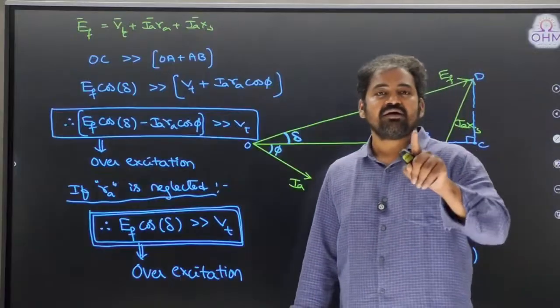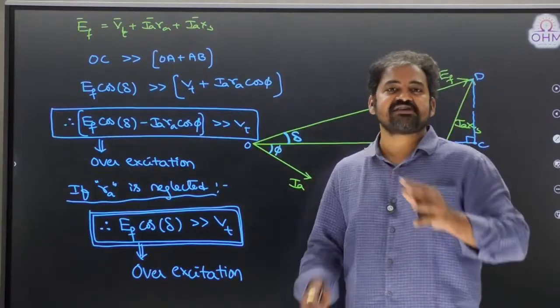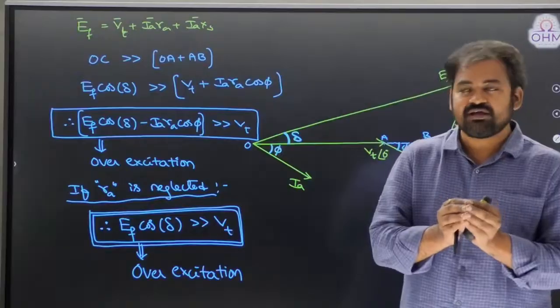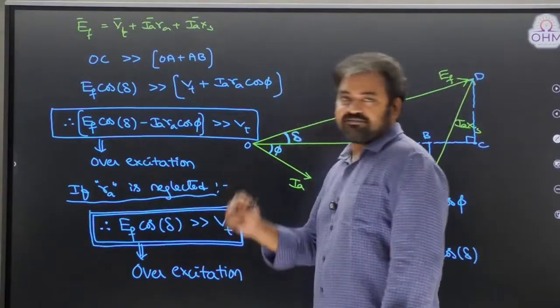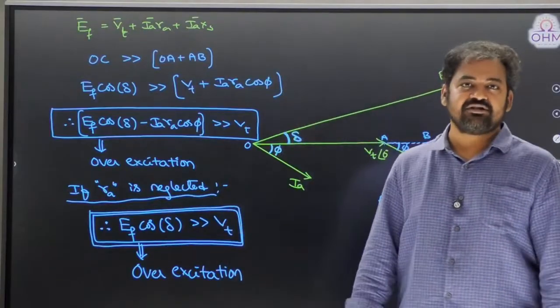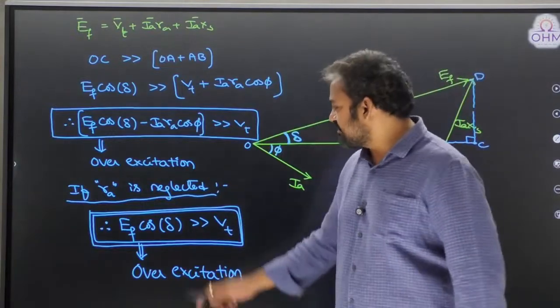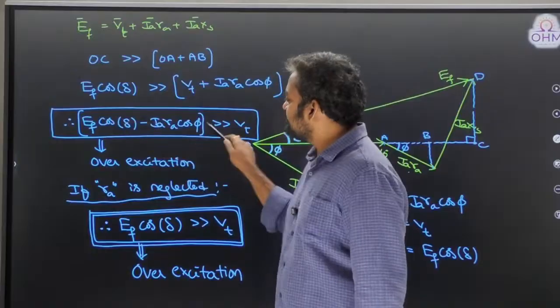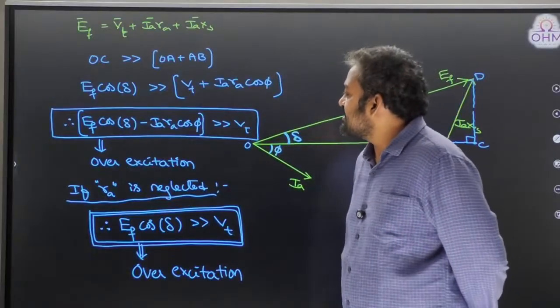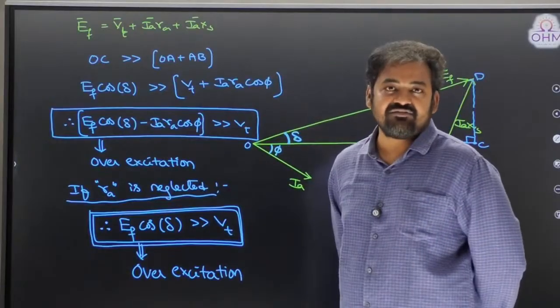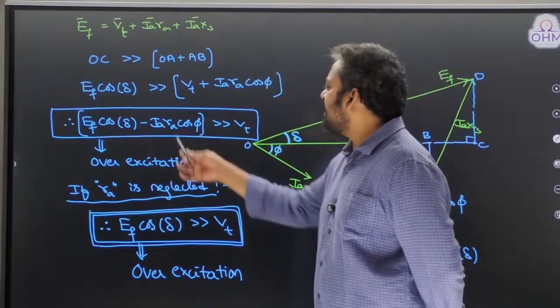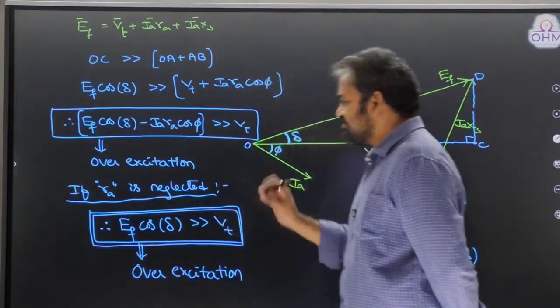Never compare EF and VT for excitation. You have to compare EF cos delta and VT. Then only will we get a correct understanding of excitation. But the rule is, the strict equation is this one: EF cos delta minus IA RA cos phi is greater than VT. That is over-excitation. But normally RA is neglected. Then this is the condition.